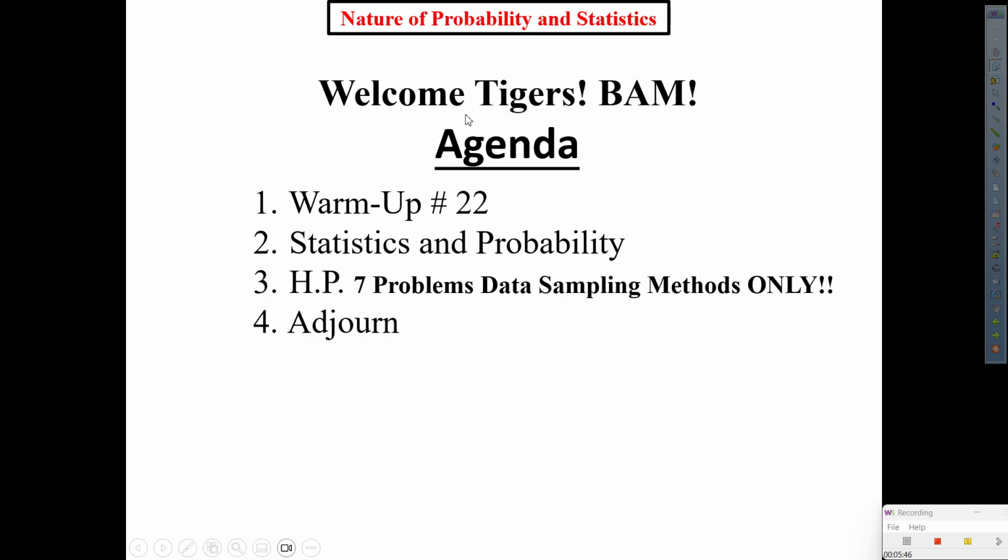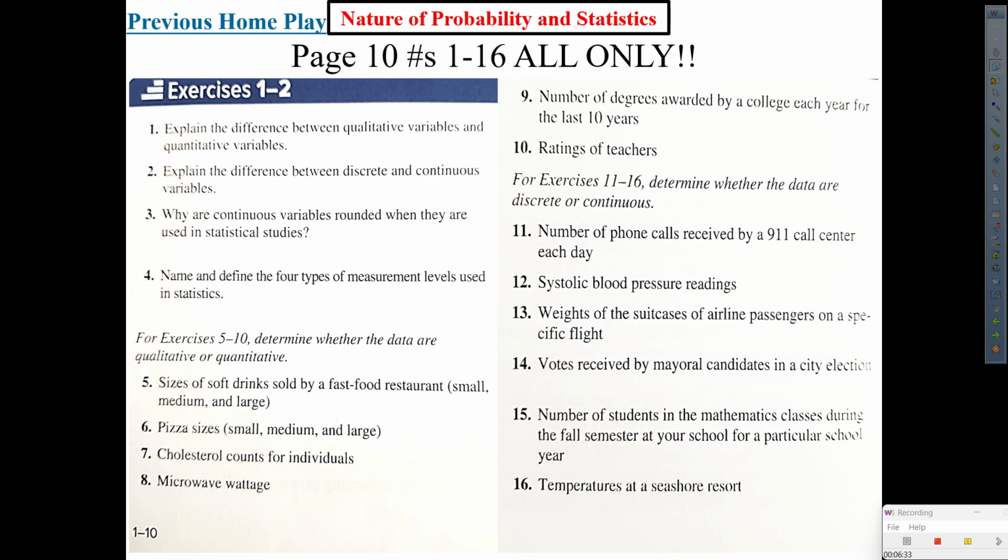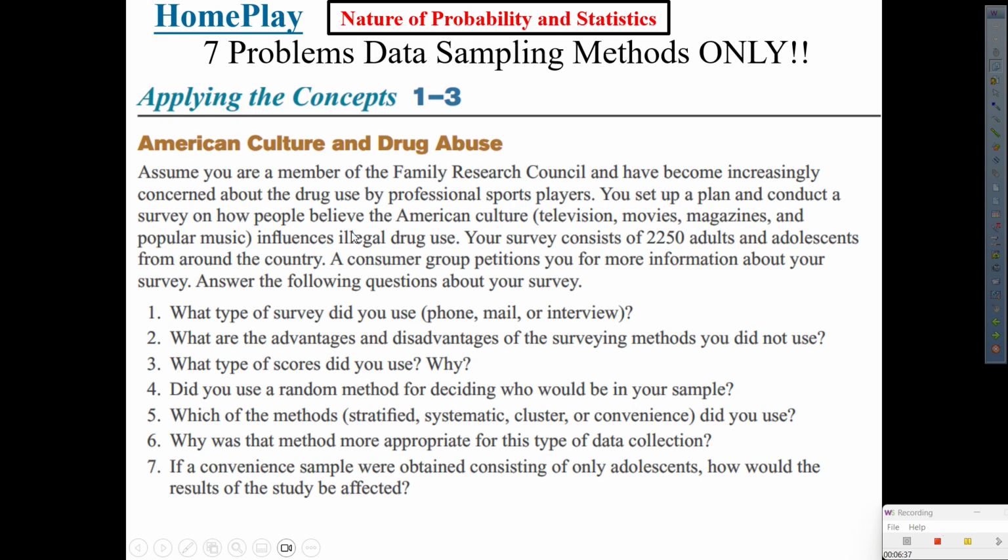All right. Once you're done copying the agenda, come get an index card from on top of my desk. I'll give you some time. All right. Copy this code to access the home play: 3LQKH. Write that down. 3LQKH. Last night's home play you already turned in yesterday on Canvas. Tonight's home play looks like this.